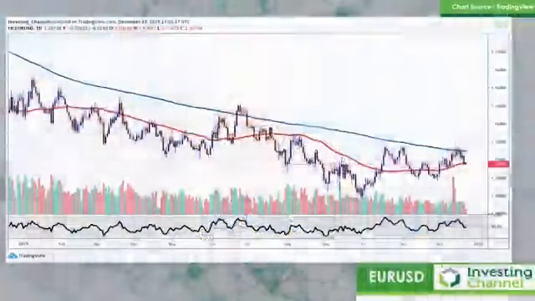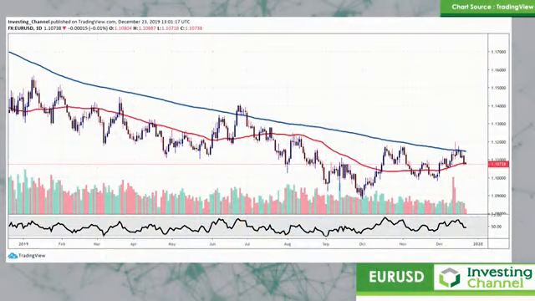Let's take a look at some major currency pairs using technical analysis. Let's kick off with the euro against the US dollar. Look how that longer term moving average is basically holding the buyers up.